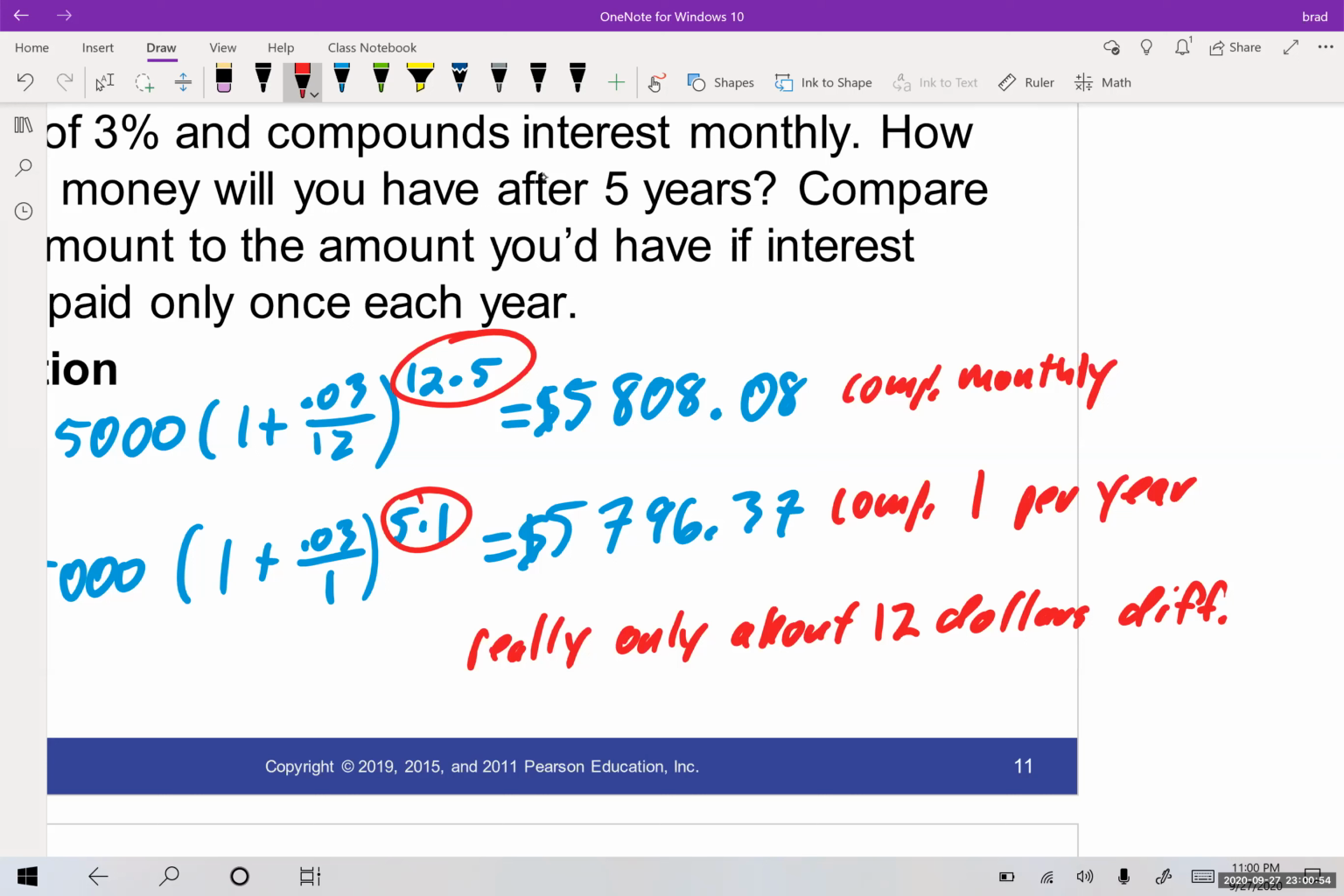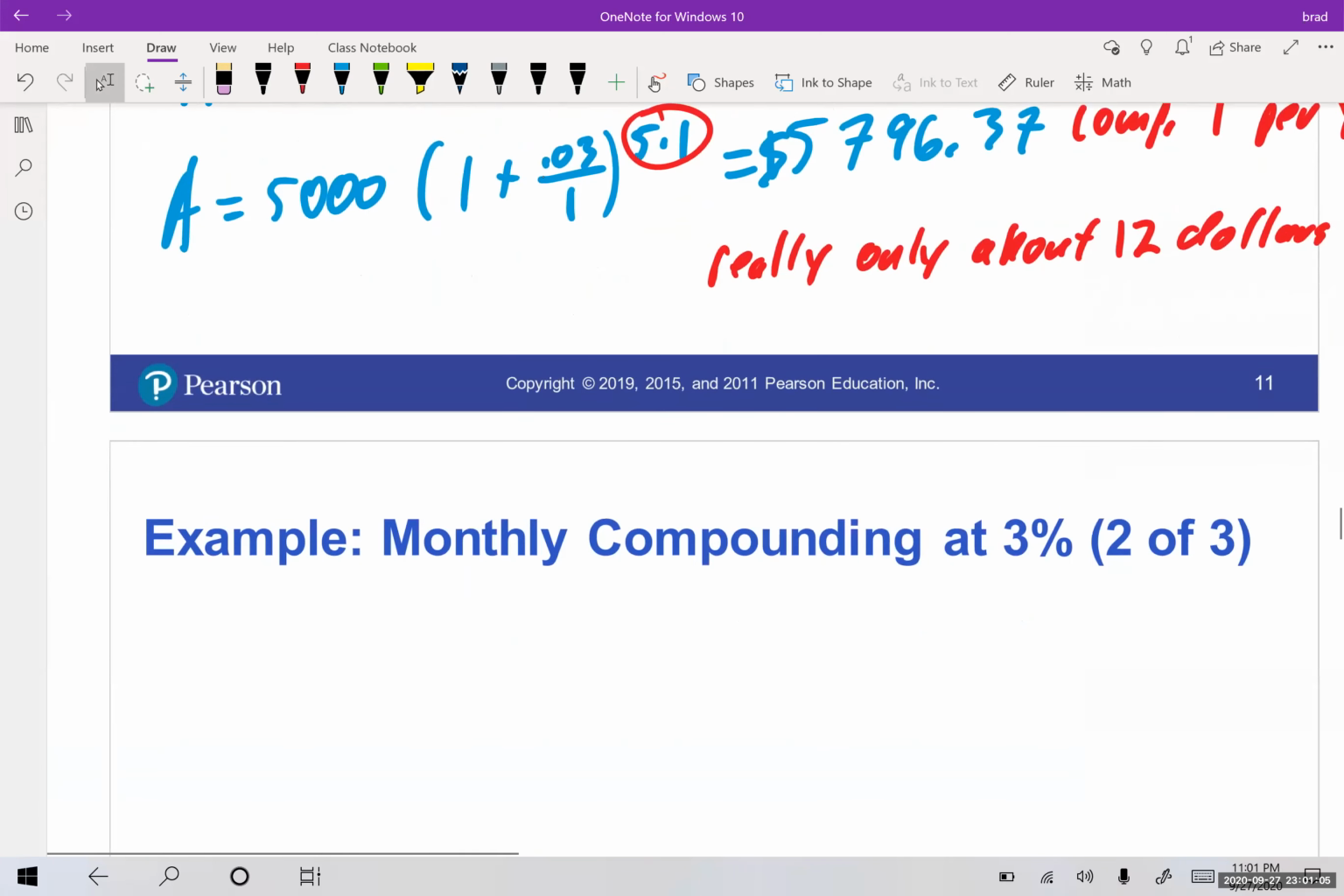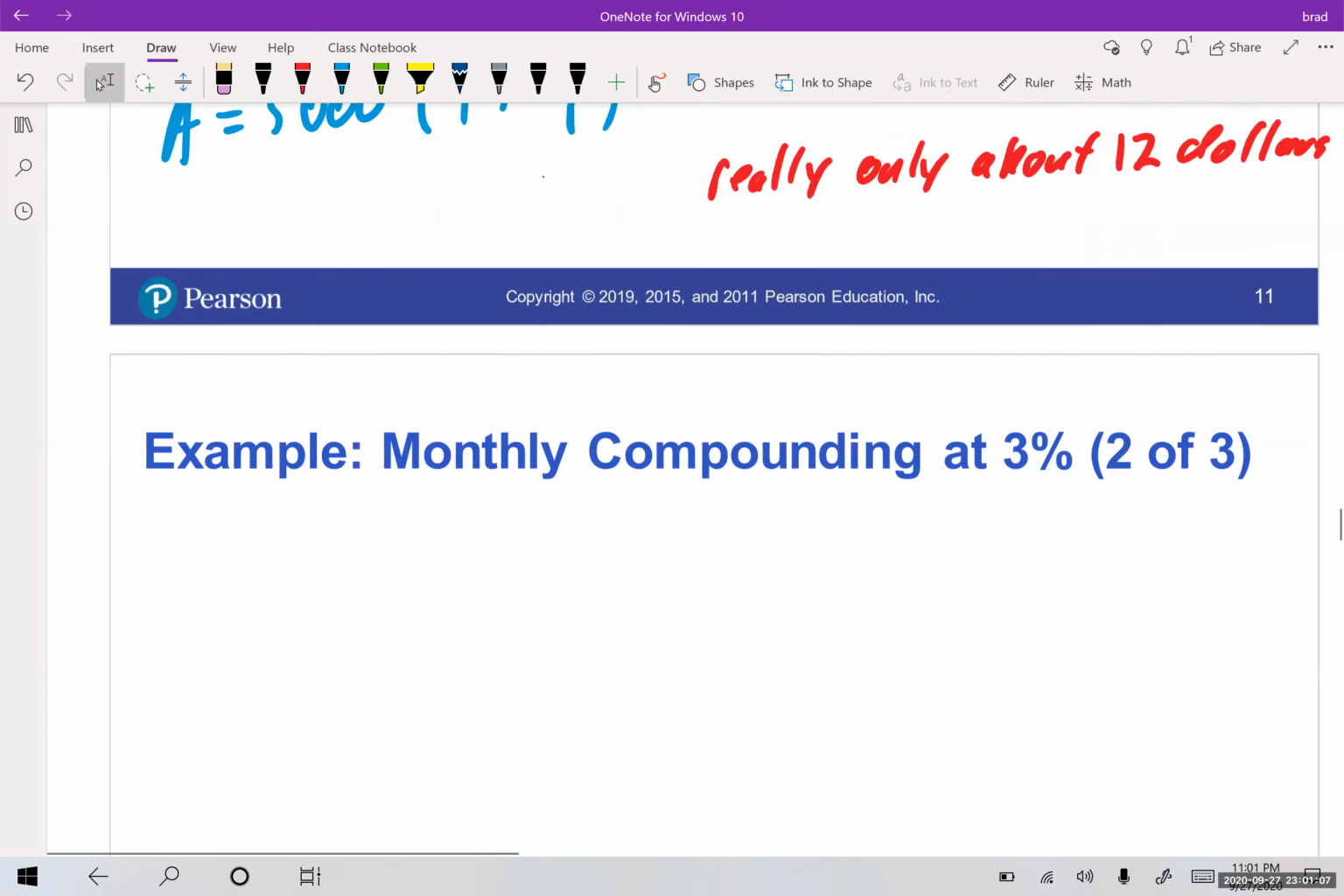5808.08 minus 5796.37. So I get about 1171. So just about $12 difference, okay? And that's one compounding 12 times per year and one compounding once per year, okay?